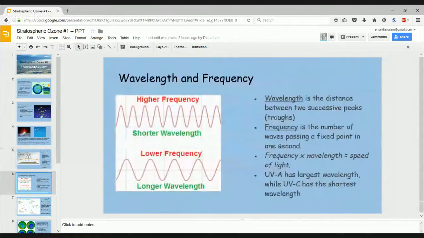These UV rays vary in strength because of their wavelength and frequency. Wavelength is the distance between each of the little peaks of waves, and frequency is the number of waves that pass through a fixed point in 1 second. Together, frequency times wavelength is the speed of light, or as Albert Einstein once profoundly put it, E equals mc squared. UVA has the largest wavelength, while UVC has the smallest wavelength.